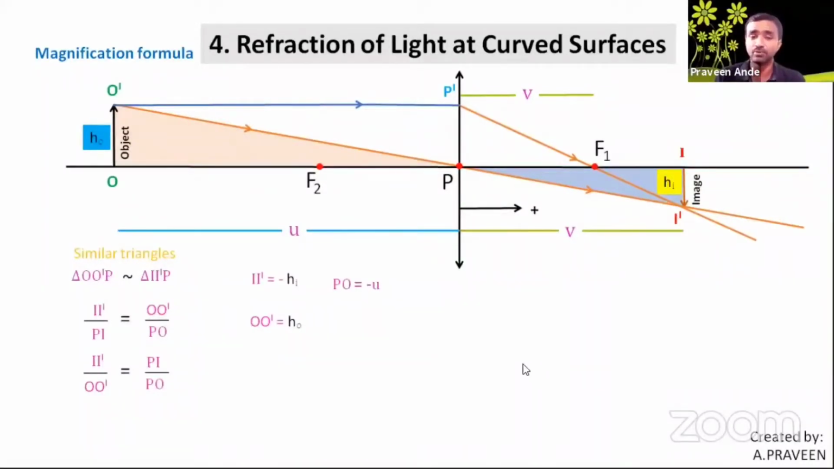So height of the image is negative, height of the object is positive. Pi is there, Po is there. What is Po? Po is the object distance. According to the sign convention we will write minus. Then what is Pi? The image distance, given as positive in the direction of the incident light ray.